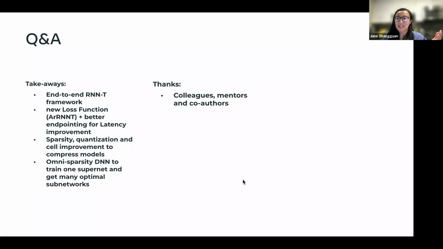And I just want to mention some of the takeaways that we have talked about today. We went over the end-to-end Rnnt framework. We went over how loss function can be improved to control latency perfectly. We also talked about sparsity and quantization that we can do to shrink the model. Last but not least, we showed you how you can train many, many models from one training job using the same amount of GPU hours as one job.